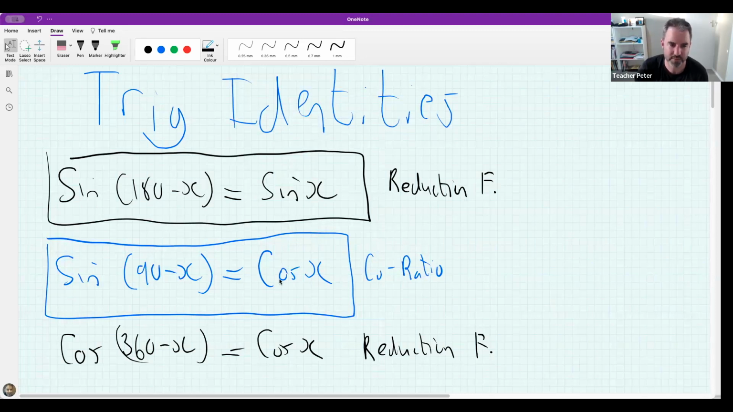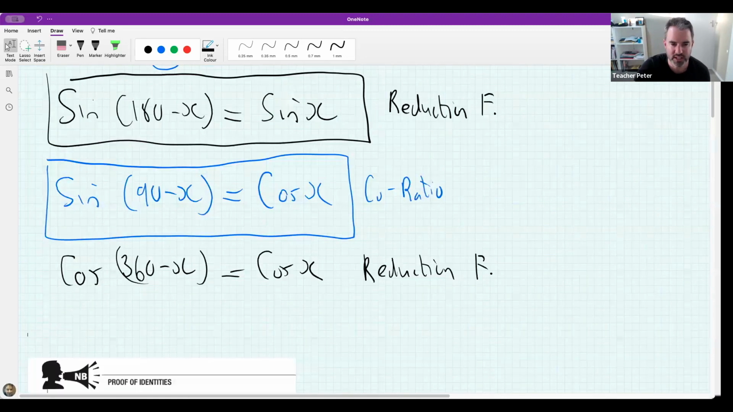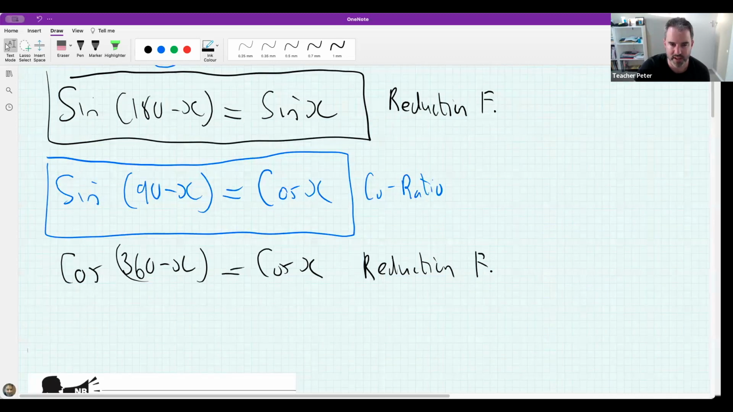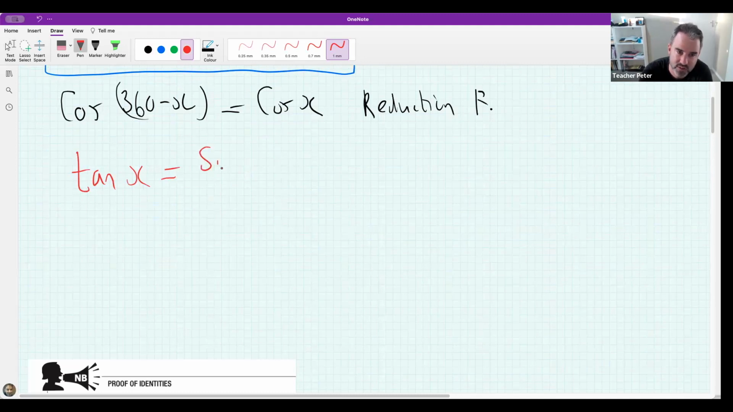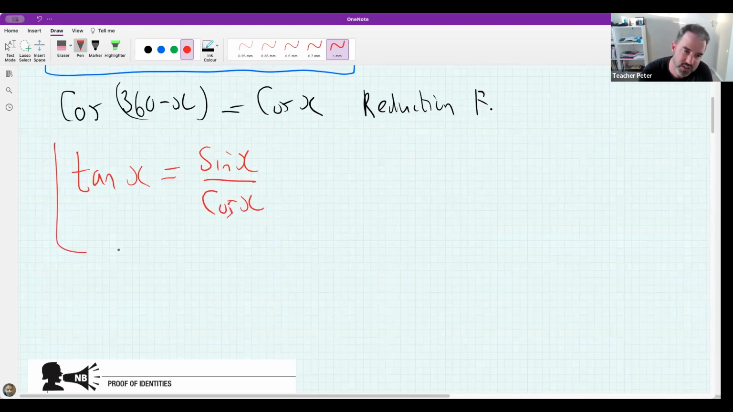Fantastic. Now, we also need to know about two other identities. What are those two other identities? They're going to get a lot of attention today. The one is called the quotient identity, and it says that the tan of x is the same as the sine of x over the cos of x. That's called the quotient identity, because there's a quotient or division.